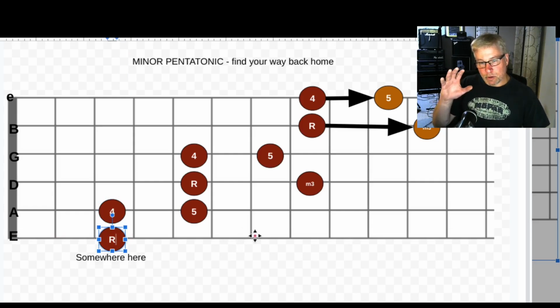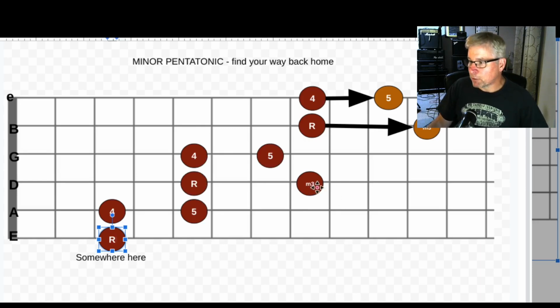So grab your backing track, take your familiar K-shaped pattern, work your way up to a little home box here that causes you to lose yourself, and then practice working your way back by finding the locations of the fifths, the fourths, and the root notes. Don't worry about the minor thirds yet. Don't worry about the minor sevenths. Don't worry about those other notes. Just find your way back.